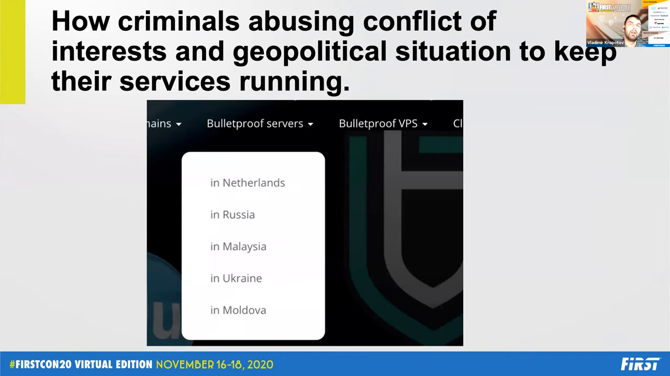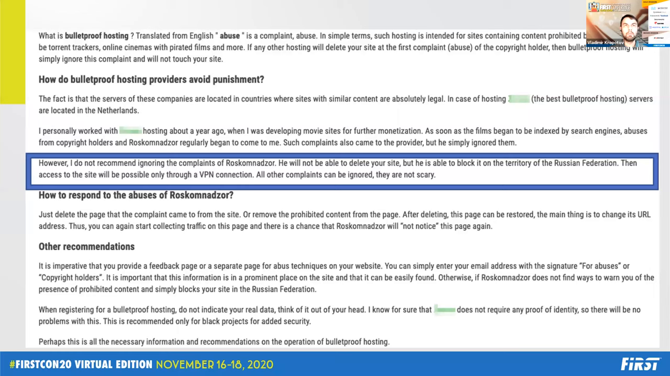And of course, an example of abuse of SLAs, where people provide particular locations in countries like Russia, Ukraine, Moldova, the Netherlands, or Malaysia, because each of these countries is suitable to host particular content hosted by criminals. Another short note: what happens if a country enforces the rules?